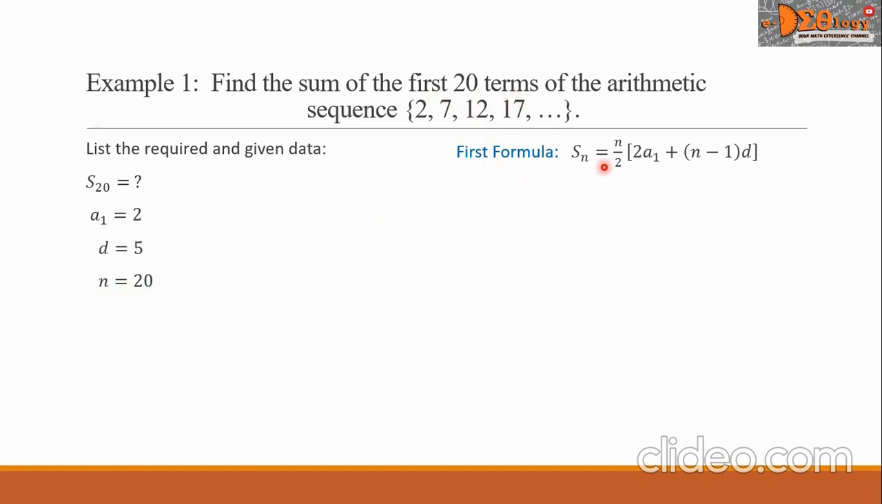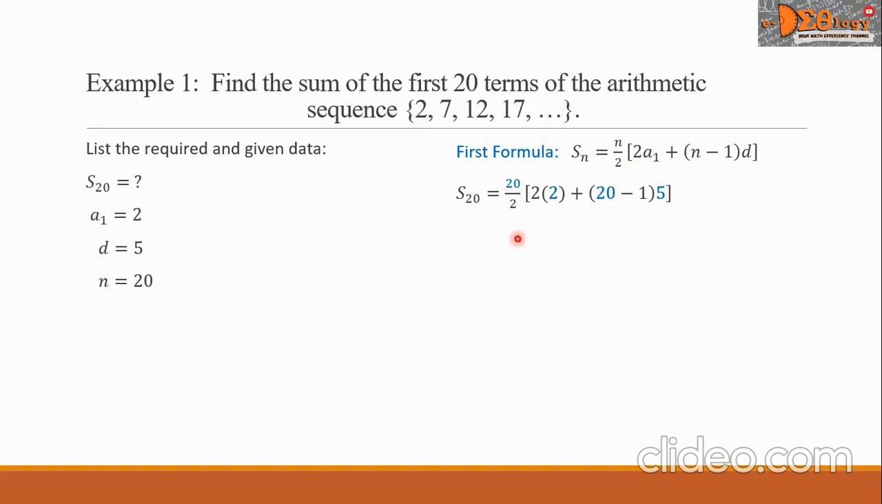S sub n equals the fraction n over 2 times 2a sub 1 plus the quantity n minus 1 times d. Let us substitute the values respectively. The n is now 20. The a sub 1, the first term, is now 2. The n here is also 20. And the common difference is 5.